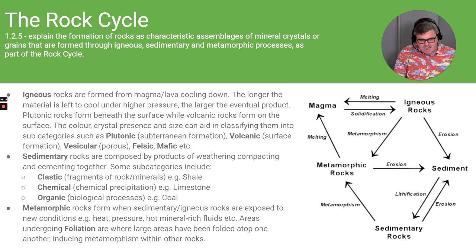From igneous, it can be affected metamorphically, or it can be eroded to create what we call sediment. Every other type of rock can be eroded. There's no way around that. Let's say you have your sediment and it wants to turn into a sedimentary rock. It has to undergo lithification. Lithos means rock or stone, so it's changing into a stone. Sedimentary rock can undergo metamorphism as well, and from metamorphic rock, it too can be melted back into magma.